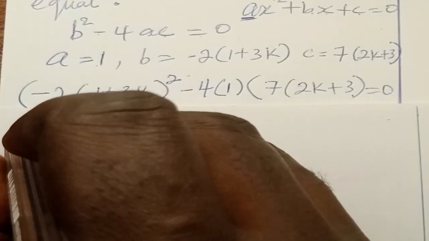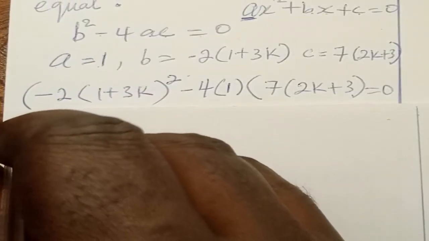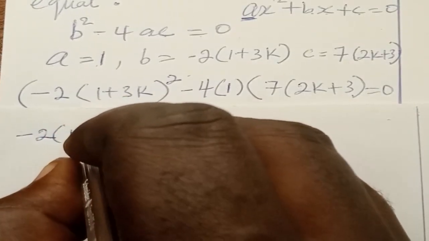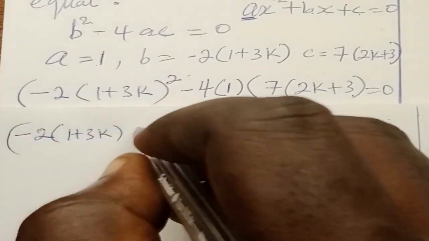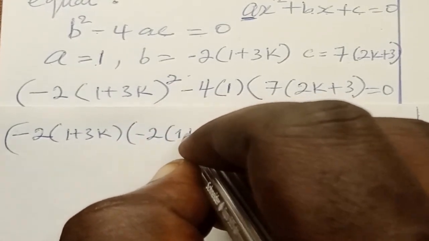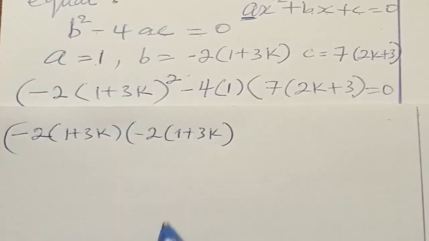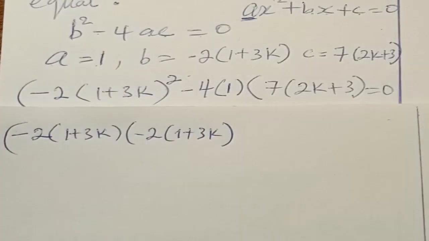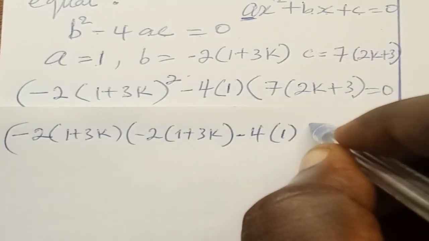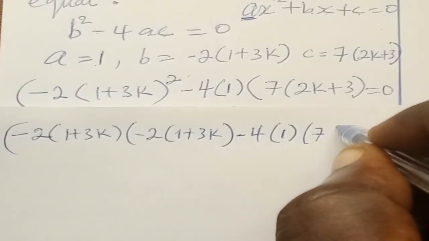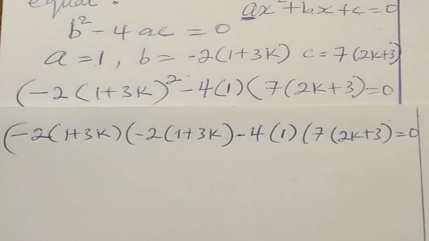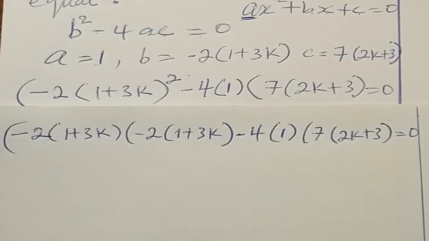This simply means that we can still say minus 2 into 1 plus 3k into minus 2 into 1 plus 3k. It is the square which we have just expressed here, and we can just say minus 4 into 1, that is 7 into 2k plus 3 is equal to 0. So that is the expression of the square.